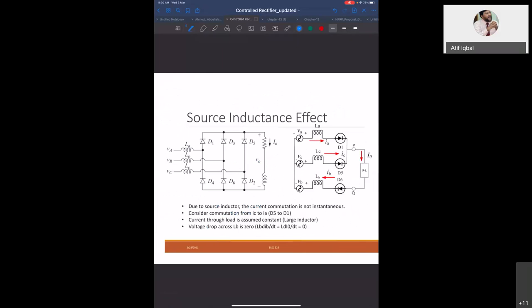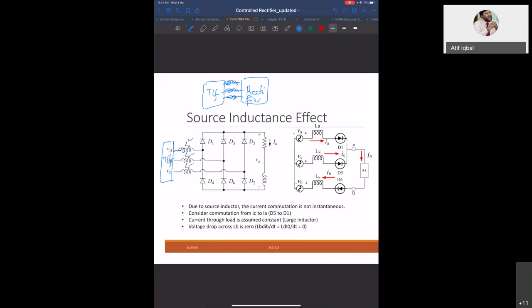Now, the impact of the source inductance, the source inductance effect. So you see, when you connect any rectifier, you connect it through a transformer. There is a transformer here. When you connect to the rectifier by a transformer, the transformer has its leakage reactance. So you cannot avoid these reactances, because they are coming from the source side, from the transformer side.